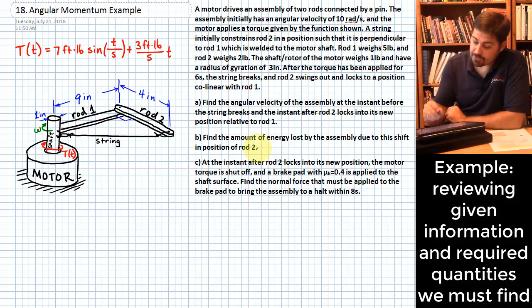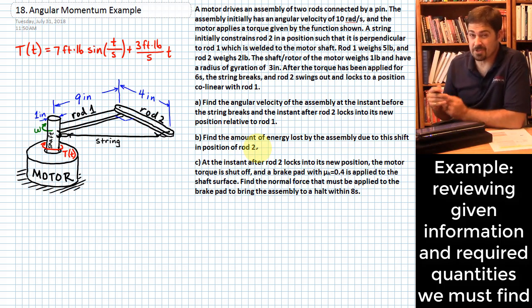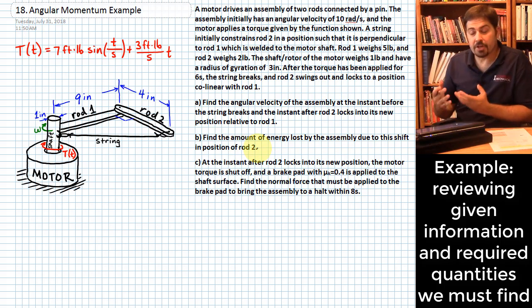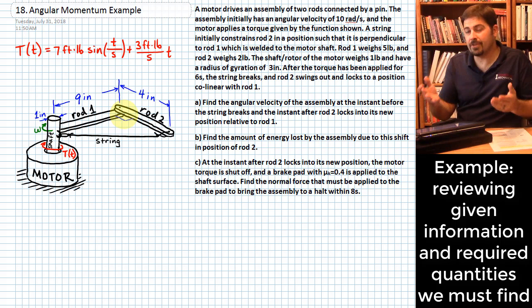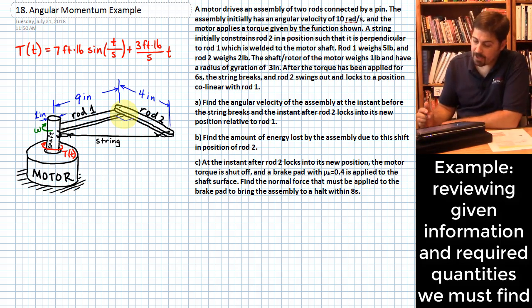The next thing we want to do is find how much energy may have been lost when it swings out. So it's going to be a non-conservative kind of movement that happens, because when that rod goes out and locks into place, that kind of constitutes a collision, and so that can dissipate energy. We're going to figure out just how much energy got lost by the assembly when that rod 2 swung out and locked into its new position.